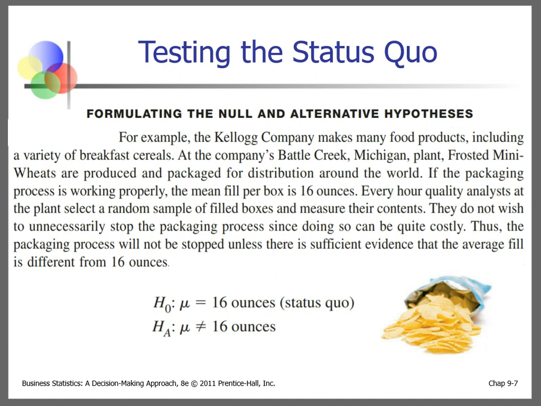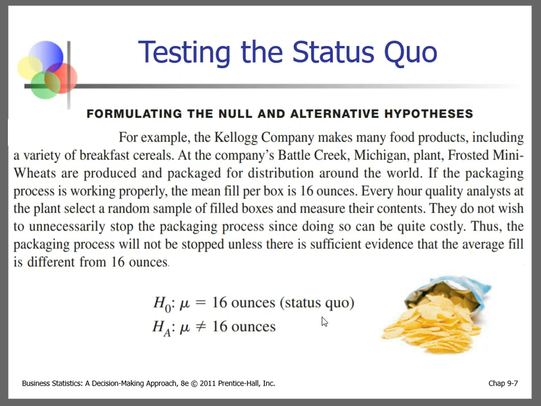16 ounces. From the problem, we can formulate the null hypothesis to be equal to 16 ounces because this is the status quo. For the alternative hypothesis, it is when the fill per box is not equal to 16 ounces.